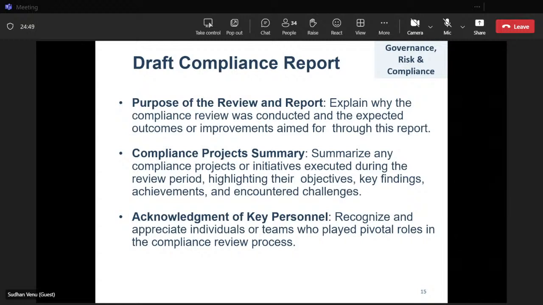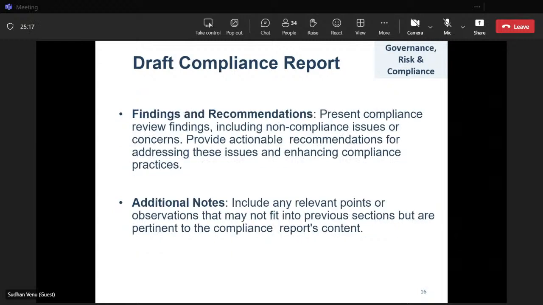So if you are working in any project, we have to provide the summary of the complaints. That is summarizing any complaints of the project or initiatives executed during the review period, and highlighting the objectives, key findings, achievements, and challenges encountered in the draft complaints report. And the final one is the acknowledgement of key personnel, where the individuals or teams who played a pivotal role in the complaints review process should be recognized and appreciated.